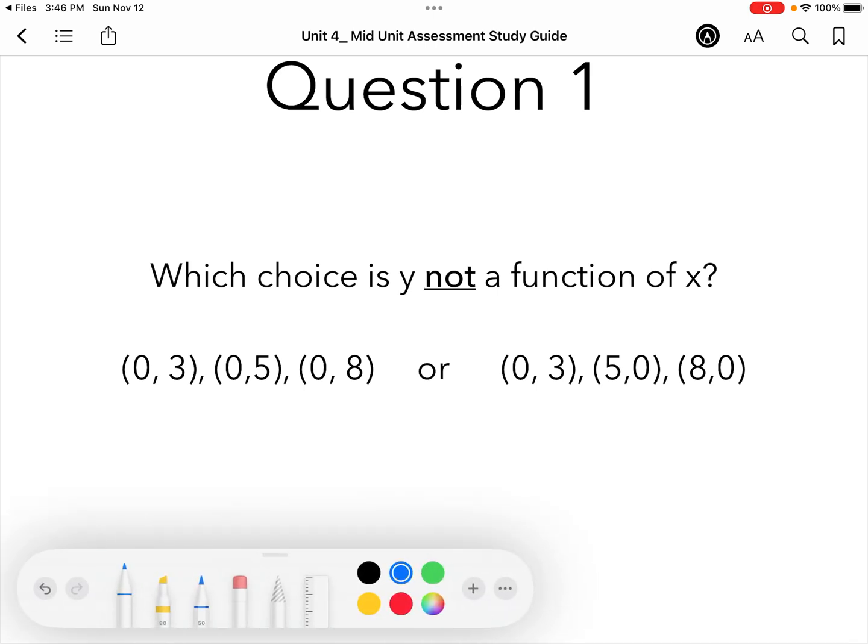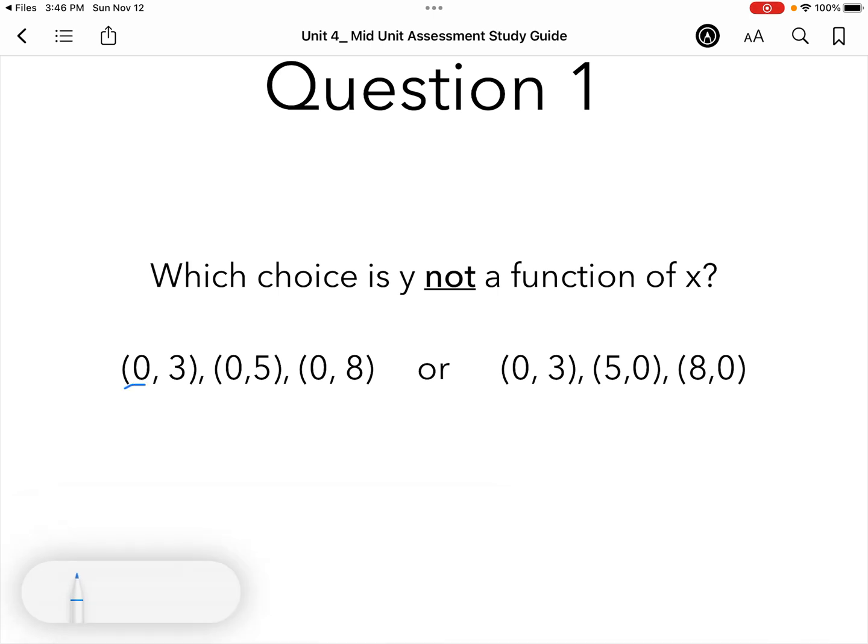So when we're talking about y being a function of x, we want all the x's to be unique, which means they each have their very own value that's different. In this case, the x's repeat. You do not want the x's to repeat, and if they do repeat, you want them to have the exact same y value. In this case, this one is not a function.